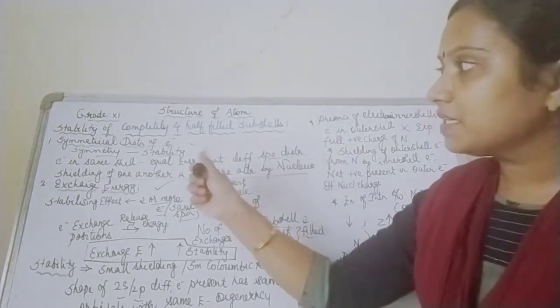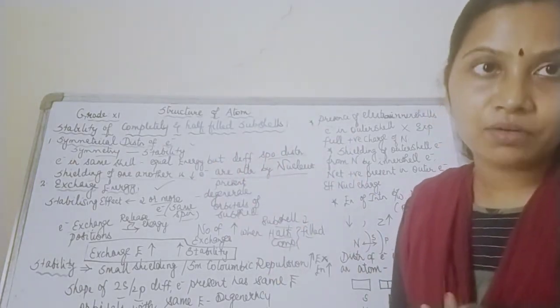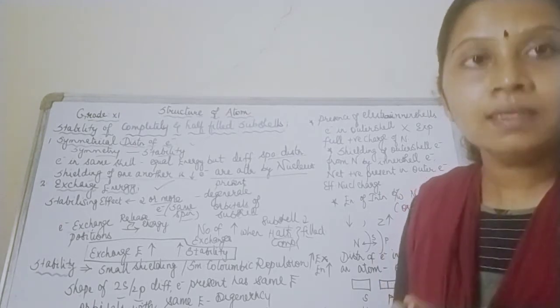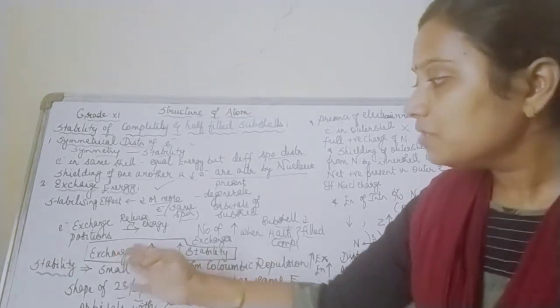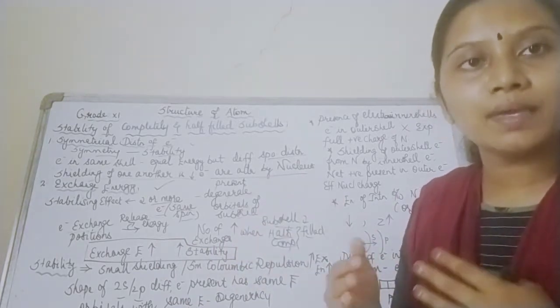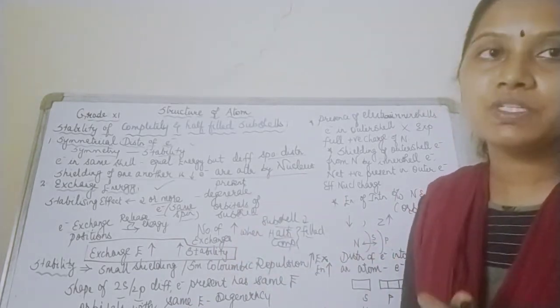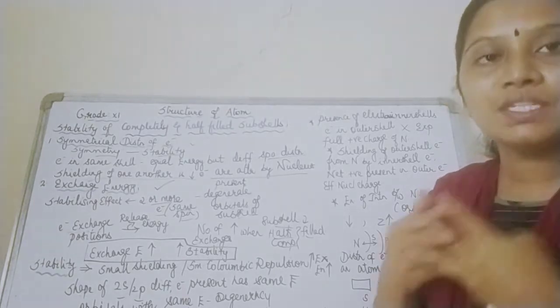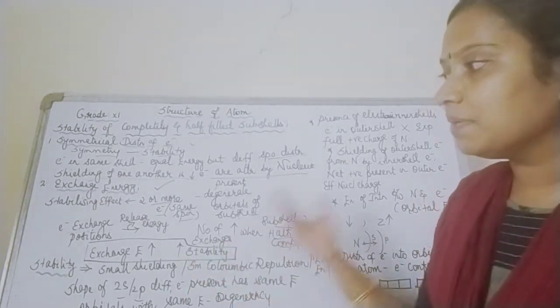So the first point is symmetrical distribution of electrons. If the electrons are arranged symmetrically, then they are stable. If the exchange energy is more, they are stable. What is exchange energy? When the electrons exchange their position, they release energy, which is called exchange energy. When exchange energy is more, then obviously stability is also more.